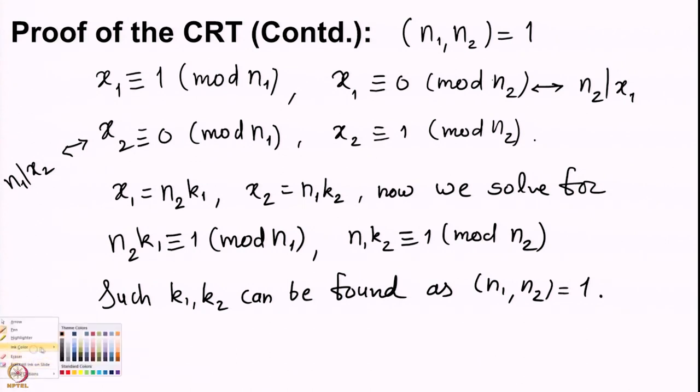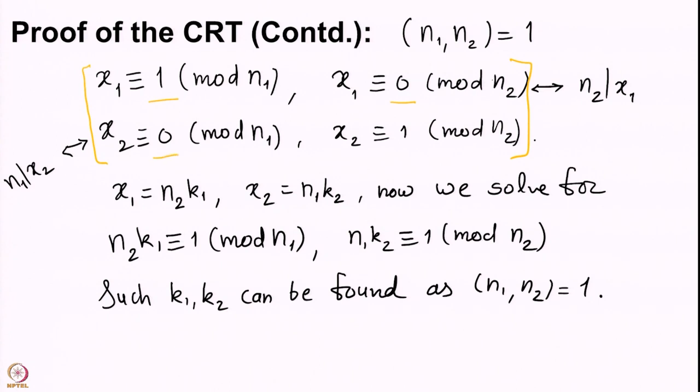So let us go through this proof once again. What we are asking for is to solve these two special cases: x1 which has the property that it is 1 mod n1 and 0 mod n2, and x2 has the property that it is 0 mod n1 and 1 mod n2. And we saw in the last slide that when you have solutions to such an x1 and x2, you can solve for a general x by simply putting it as a1 x1 plus a2 x2. This is something that we have seen. So we want to solve only for these two special cases of our system of simultaneous congruences.